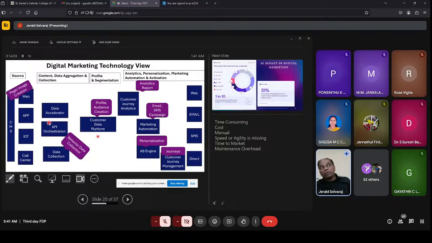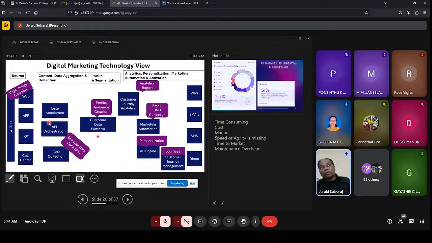Okay, so then what happens? Whatever different types of business interactions are happening, right? Everything is collected in the customer journey analytics. So from there, you can collect the analytics reports. Okay. So this is the quick view of how digital marketing technology works.